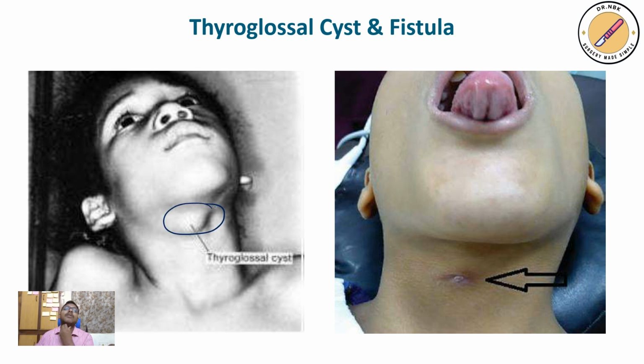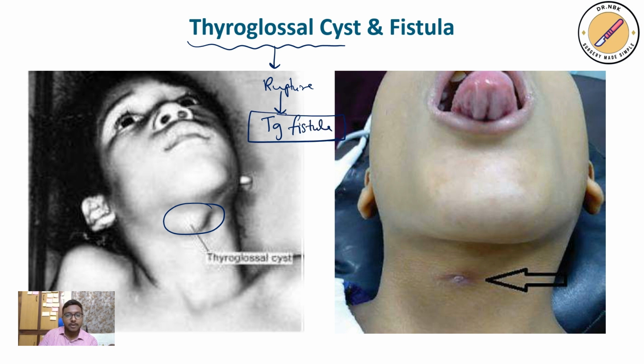You can see here at the level of upper midline neck, you are having a cystic swelling present there. What happens if you don't treat a thyroglossal cyst or the patient didn't care much about it? Ultimately, at one point of time, it can rupture and it will form a fistula, thyroglossal fistula. Please understand, thyroglossal cyst is always congenital, whereas thyroglossal fistula is always acquired.